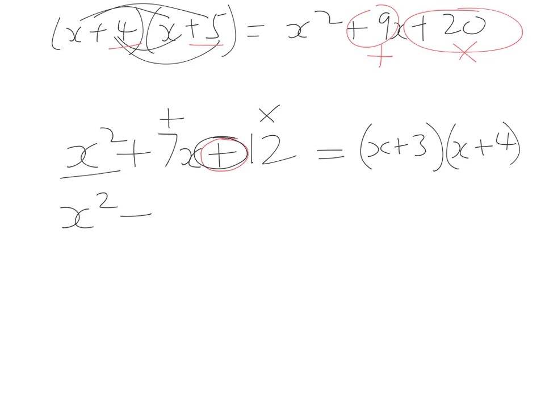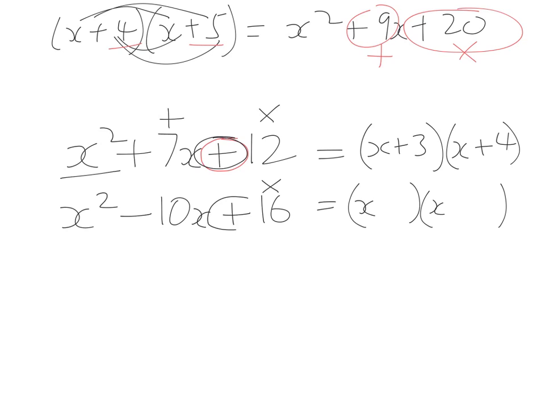Alright, the next one is when this term is negative and this term is positive. And we get 16. Okay, again, start with x times x gives you x squared. Now give me 2 numbers that times together to give you 16 and add together to give you 10. Just ignore the sign here for a minute.